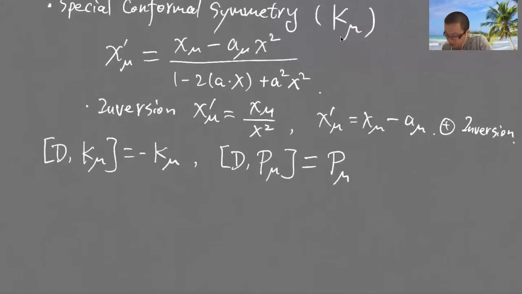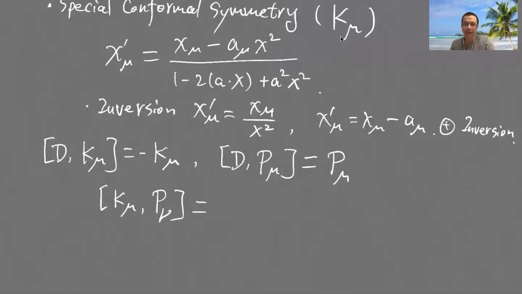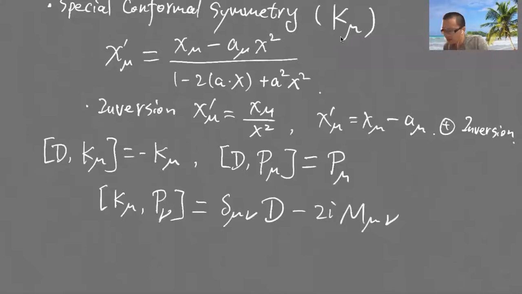Another one is the commutation relation between K and P. It's a tensor, which you can decompose into a symmetrical part, which turns out to be proportional to D, and the anti-symmetrical part, which is simply the rotation. There are a few more commutation relations.